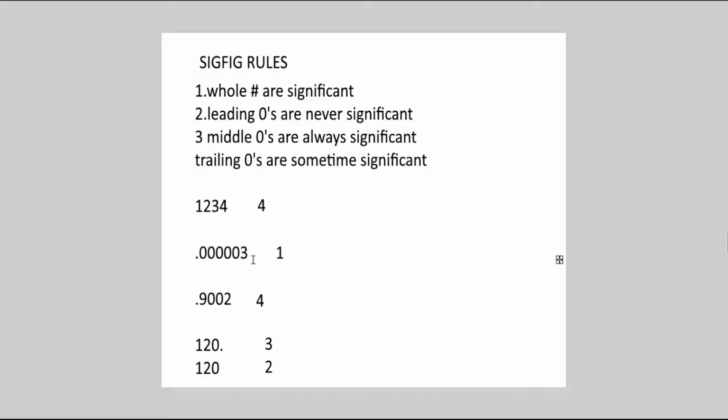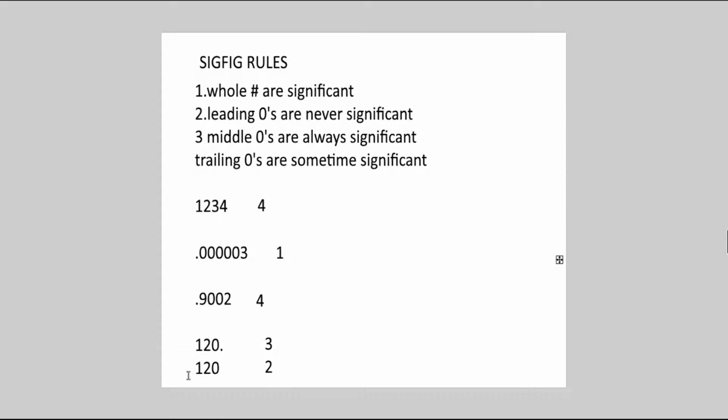Down here we have rule number 2. Leading zeros are never significant. So all these zeros in front of this whole number are not significant, so this leads us to have one sig fig. Middle zeros, which are any zeros trapped in between two whole numbers, are always sig figs. So in this number we have 4 sig figs.